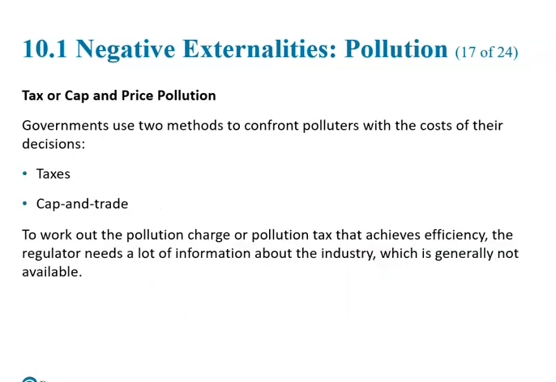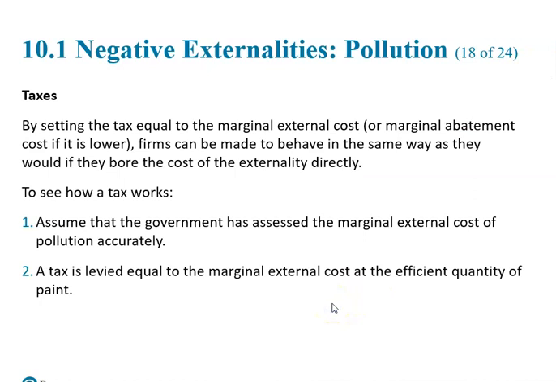Another way of controlling pollution, or controlling negative externality, would be through taxes and cap and trade, and we will take a look at both of these in the next couple of slides. So with taxes, you can set the tax equal to the marginal external cost so that firms can be made to behave in the same way as they would if they bore the cost of the externality directly. So you're essentially adding the cost of polluting the environment into the cost of production so that firms actually pay that cost when they are producing.